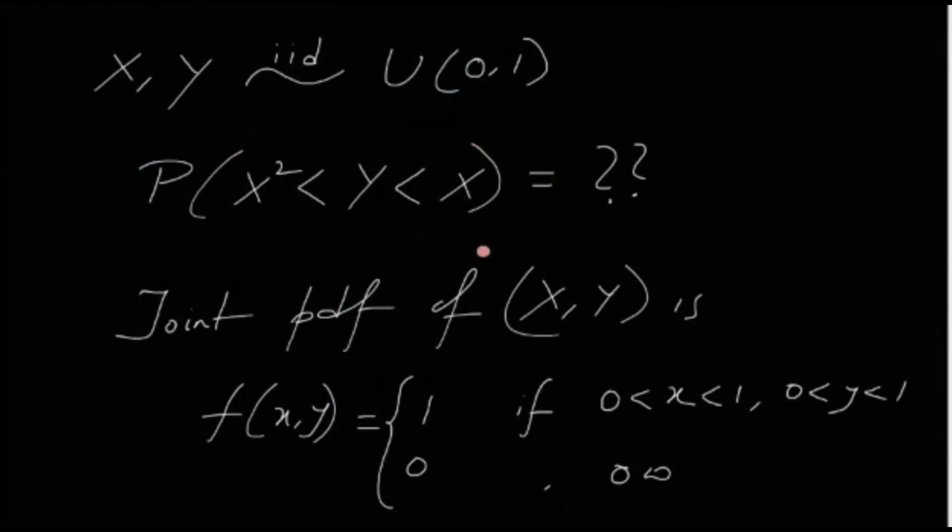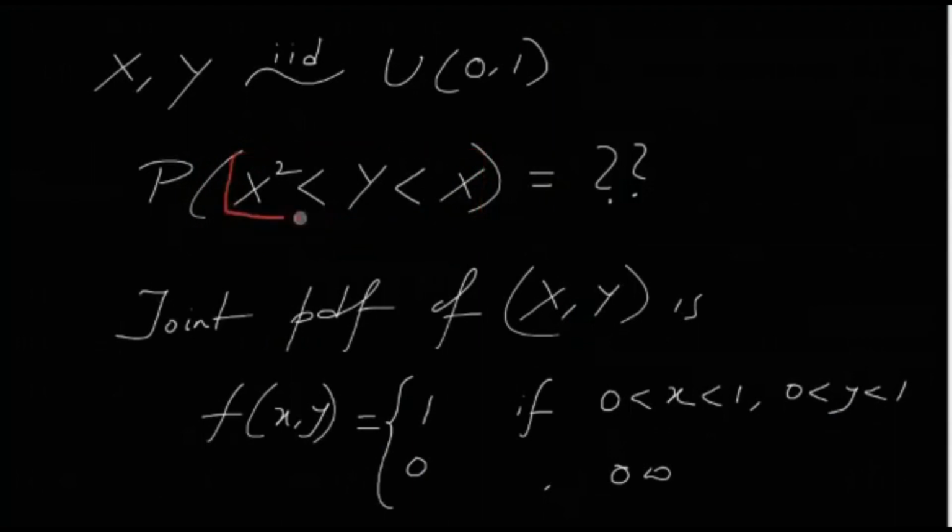So basically the joint PDF of the random vector (X, Y), f(x,y), is equal to 1 if both X and Y lie between 0 and 1, and 0 otherwise. The PDF is 1 if X lies between 0 and 1 and Y lies between 0 and 1, and 0 otherwise. This is the joint PDF of (X, Y). So we have to integrate the PDF over the region on which this is true.